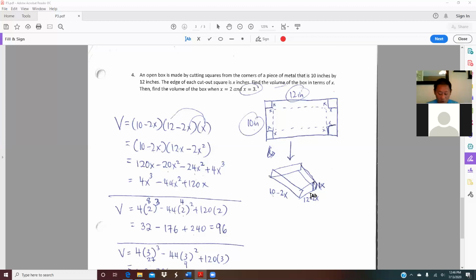And if you go to the other side, to your width, which is this one, the whole thing is 10, but you're also taking 2 x's out. So we have 10 minus 2x. The width will be 10 minus 2x, and this is 12 minus 2x, and then you fold it up. You fold this paper up, and you get yourself a box.